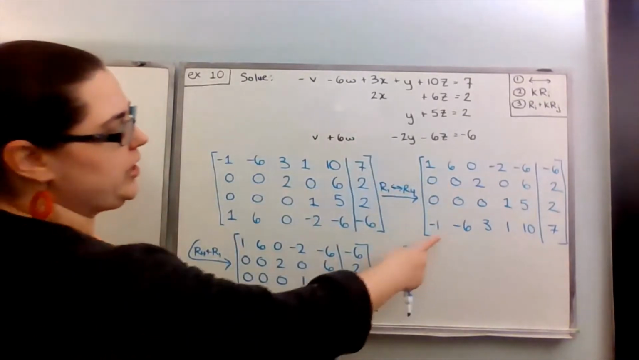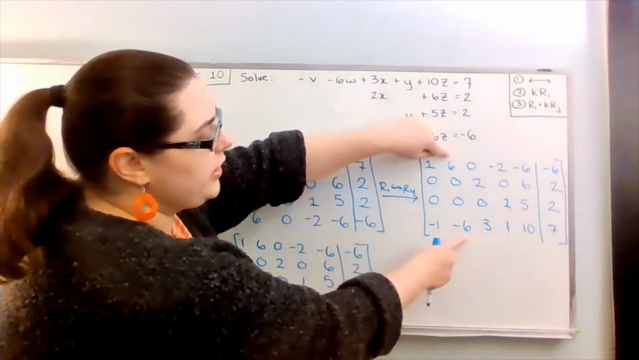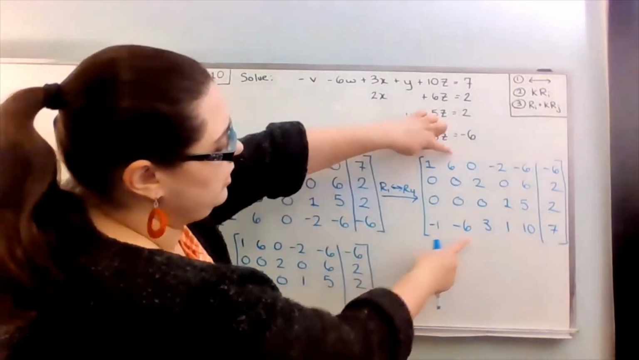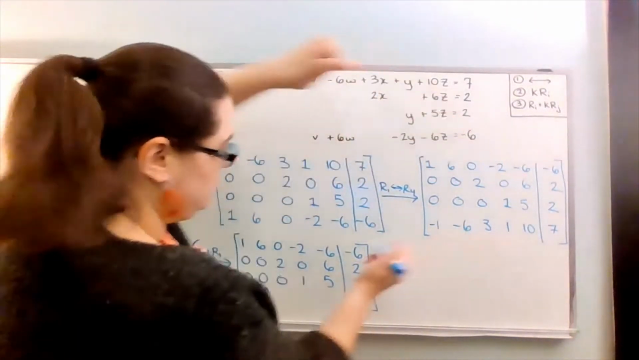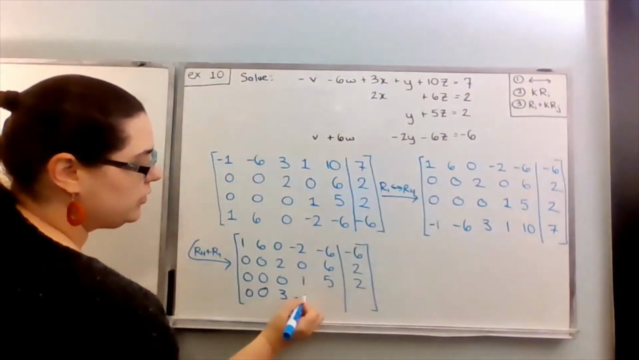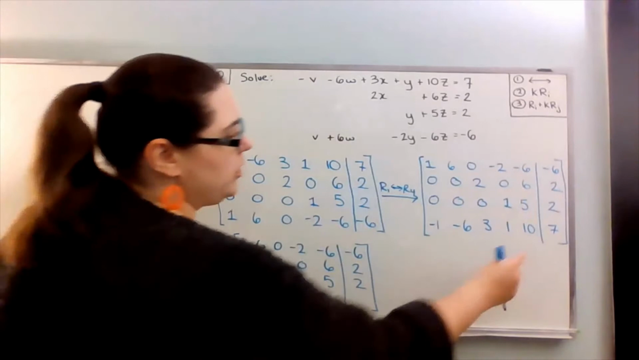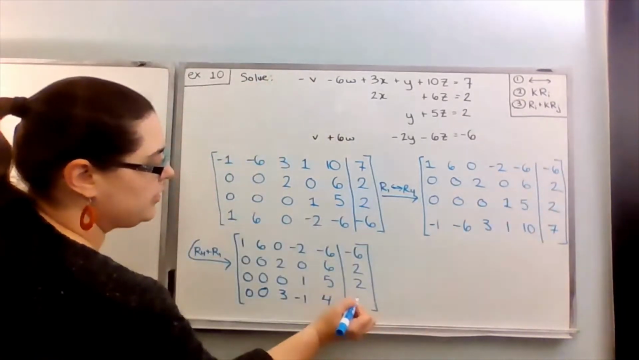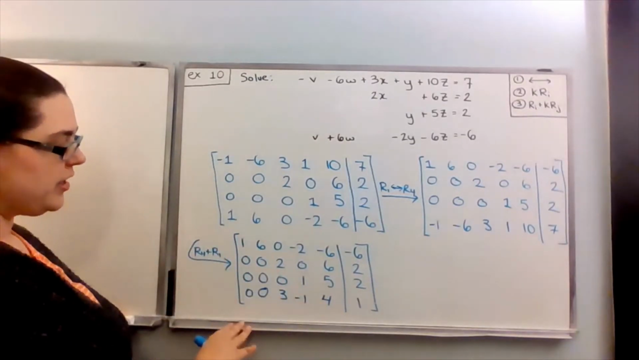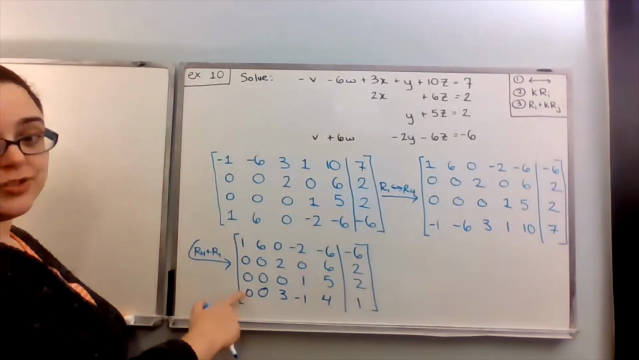So now I'm going to do -1 plus 1 is 0. Move over. -6 plus 6, also 0. 3 plus 0, 3. 1 minus 2 is a -1. 10 minus 6 is a 4. And 7 minus 6 is a 1. Okay, so our second row operation is completed. And good news, we have a bunch of zeros underneath 1 here. So that's nice, that's what we need.